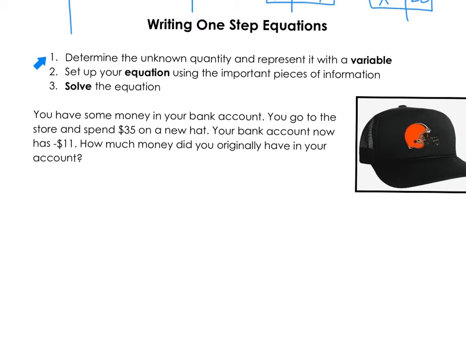So the steps for writing our one-step equations, we first have to determine the unknown quantity and represent it with a variable. The unknown quantity is typically given to you in the last sentence. So we want to know how much money you originally have in your account. So let's represent that with a variable. I'm just going to say that x equals amount originally in your account.